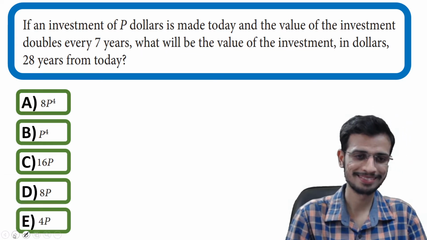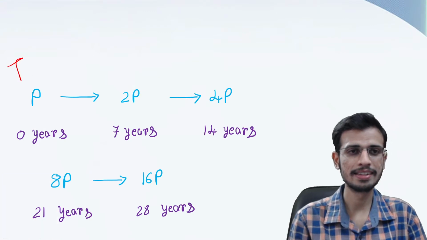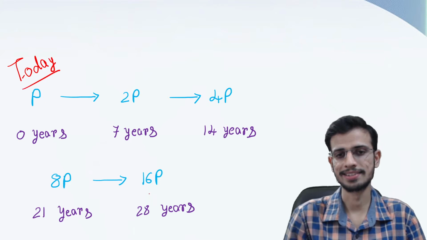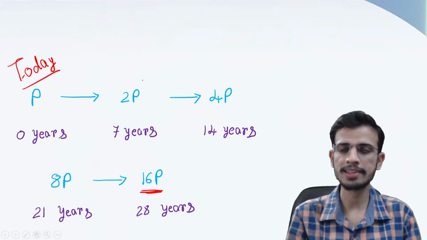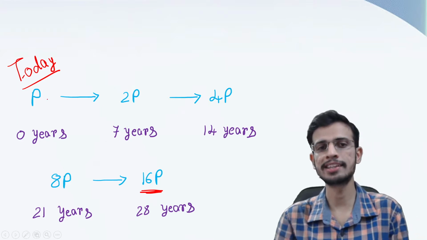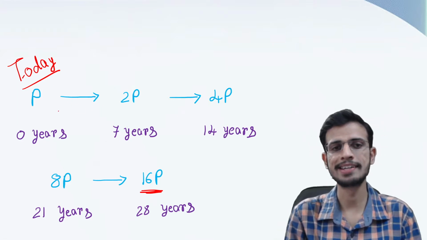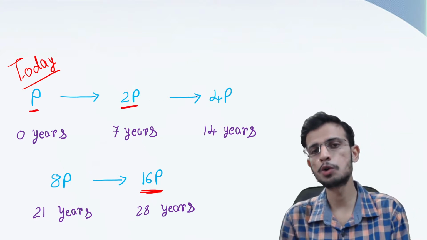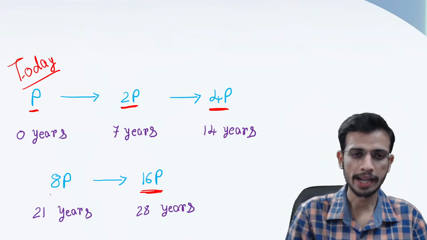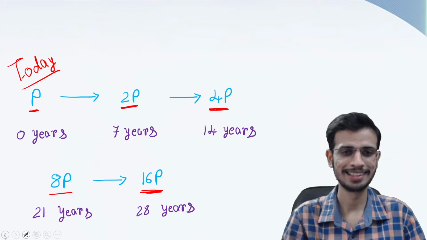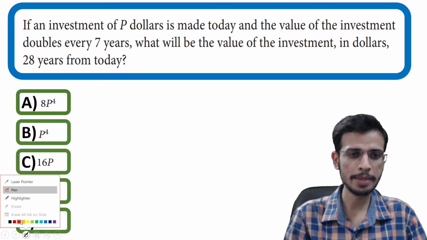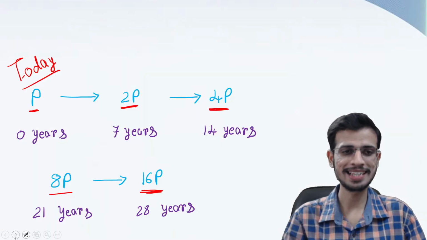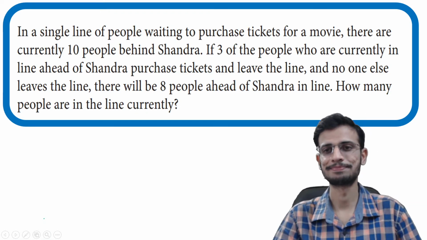This is today, and this is the value after 28 years. You have to just multiply the earlier term by 2 in the span of 7 years, right? These all are spans of 7 years. So P into 2, 2P. We'll multiply by 2 again. 2P into 2, 4P. We'll multiply by 2 again. 8P and 16P. Like this. So the correct answer will be option C. Right? Option C is the correct answer for this question.